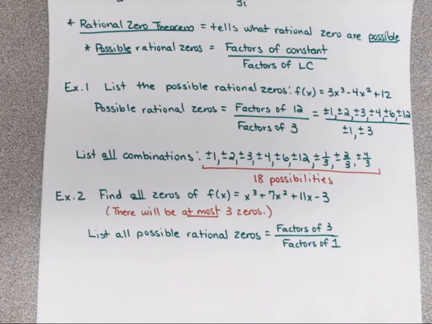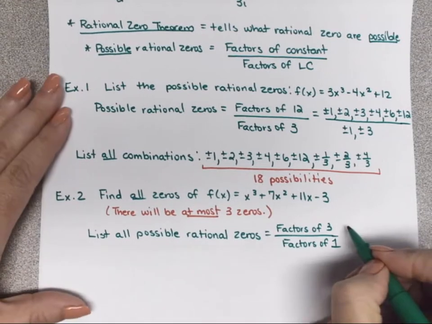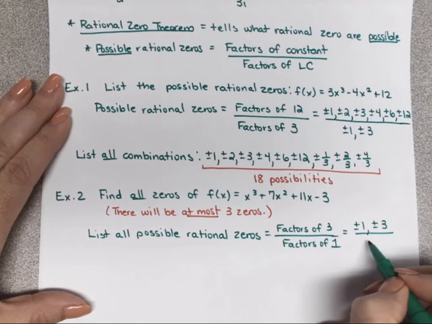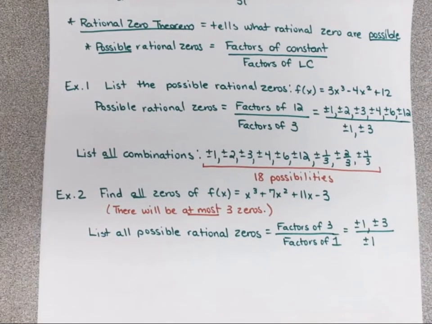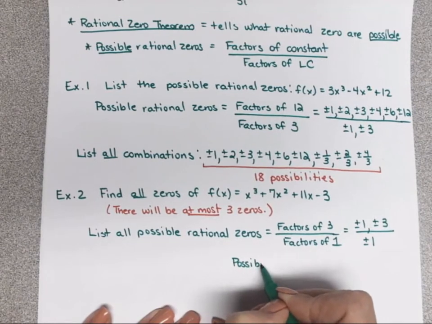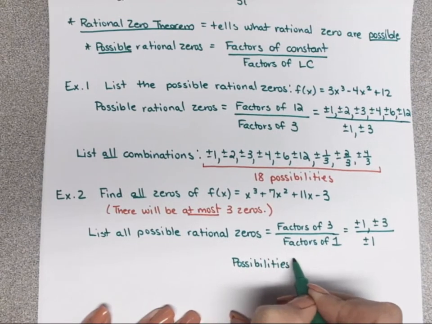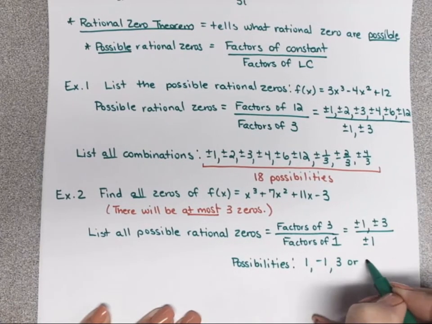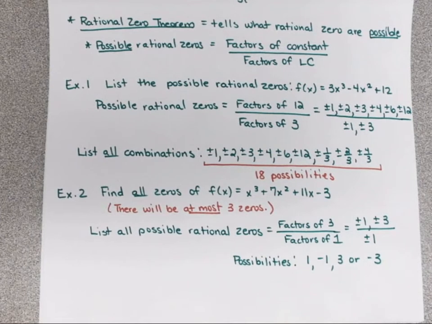So what are the factors of 3? 1 and 3. Make sure you include plus and minus, though. And then what are the factors of 1? Only 1, right? So my possibilities, if I list them out, are 1, -1, 3, or -3. Those are my only possibilities of things that might be rational zeros for my equation x cubed plus 7x squared plus 11x minus 3.